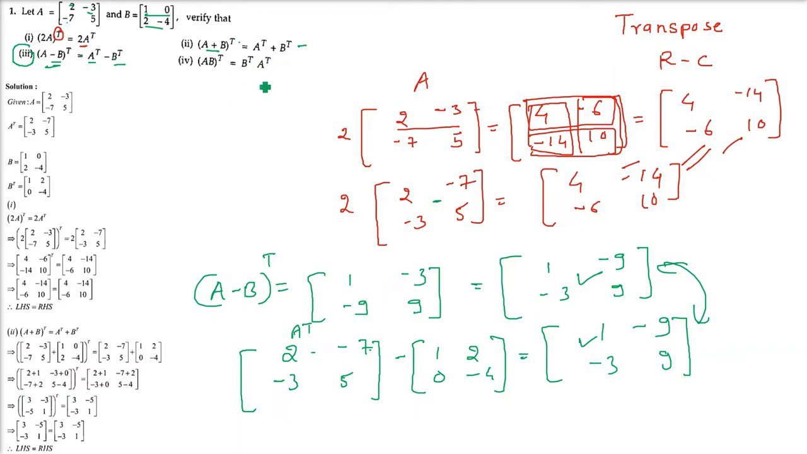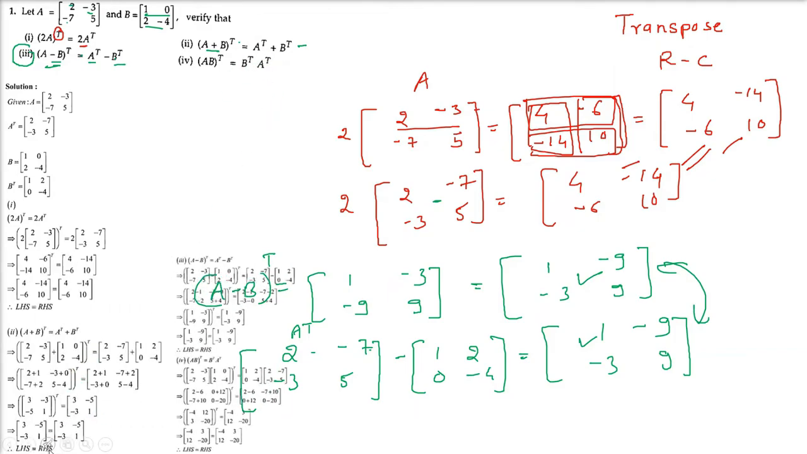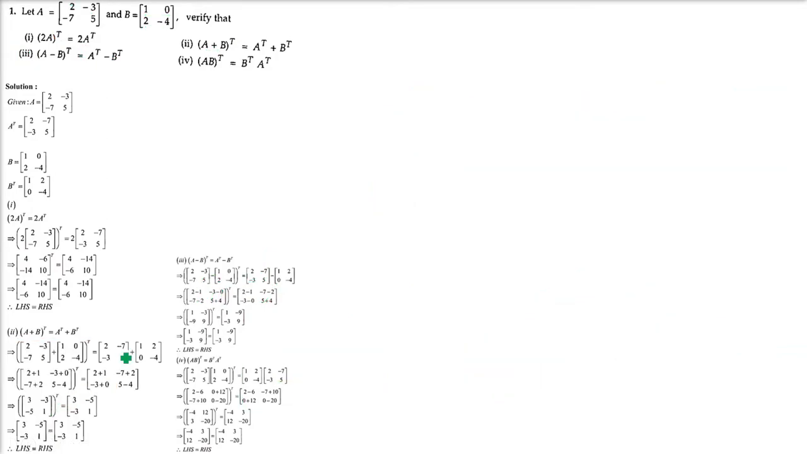Now coming to the fourth one, as I'm saying, these are just repeated in the next questions. So just see it very carefully. We'll do A and B multiplication and then take the transpose. Then we'll do B transpose and A transpose and then multiply them. So this is A: 2, -3, -7 and 5. And this is B: 1, 0, 2 and -4.